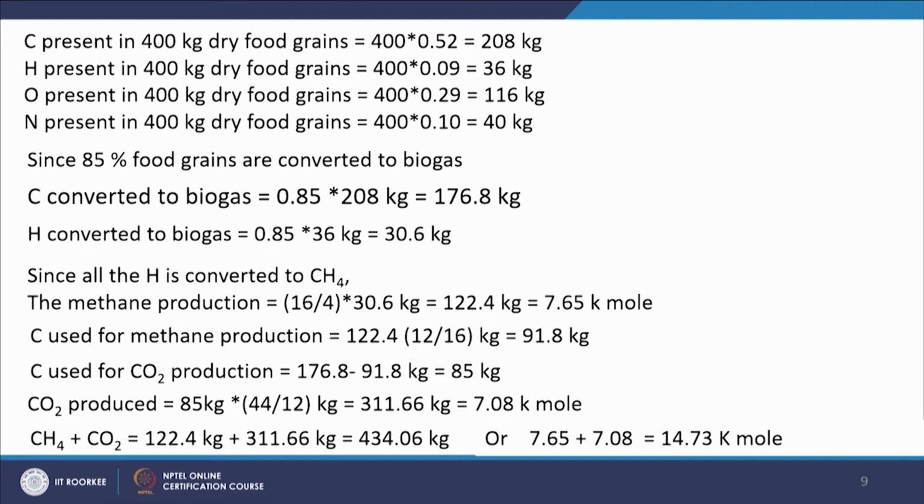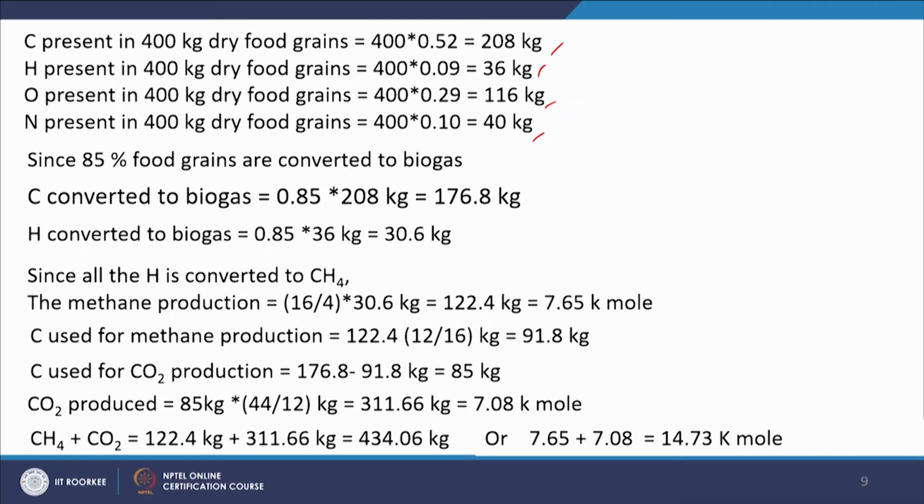Now, we will see how much carbon is present in 400 kg of this dry food grains. So, here carbon is say 52%. So, 400 into 0.52, that is 208 kg, and hydrogen is say 9%. So, 400 into 0.09 is equal to 36 kg, and oxygen, 400 into 0.29 because 29%, so 116 kg, and nitrogen 10%, so 400 into 0.1 is equal to 40 kg. So, these are the different amounts of carbon, hydrogen, oxygen and nitrogen present in the feed.